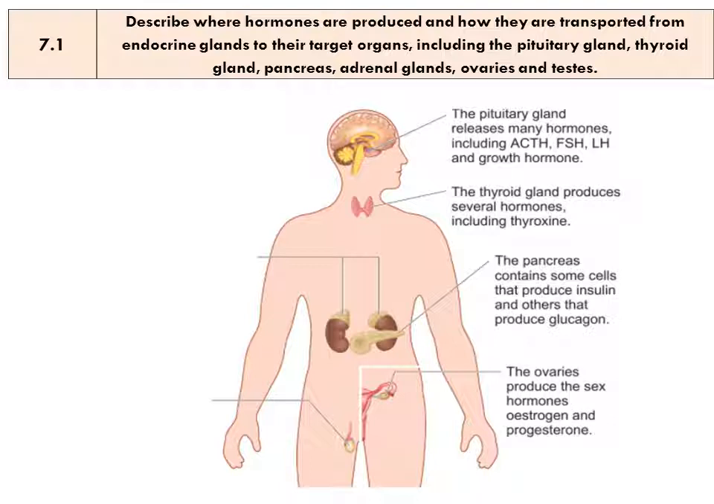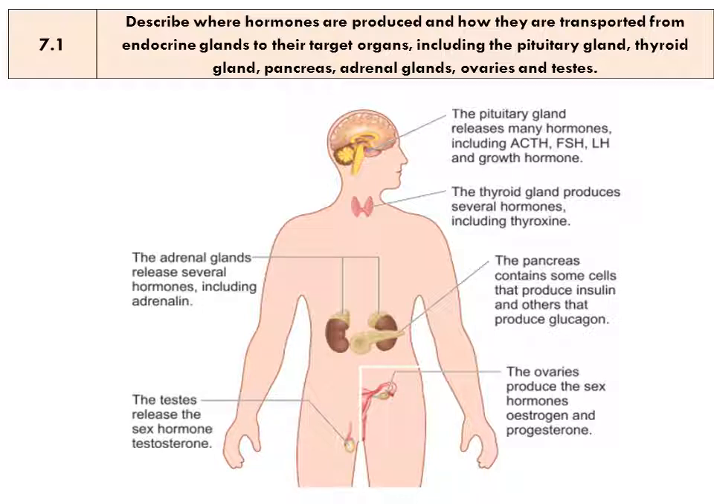The ovaries produce the sex hormone estrogen and progesterone. The adrenal glands, as we've spoken about already, seen on the top of the kidneys here, release several hormones. The one we need to focus on is adrenaline, and that's that feeling you get. It's called fight or flight, so that feeling where blood rushes to your muscles so you can either run or fight. And the final one are the testes. These release the sex hormone testosterone that gives the stereotypical masculine features such as facial hair and muscle growth.